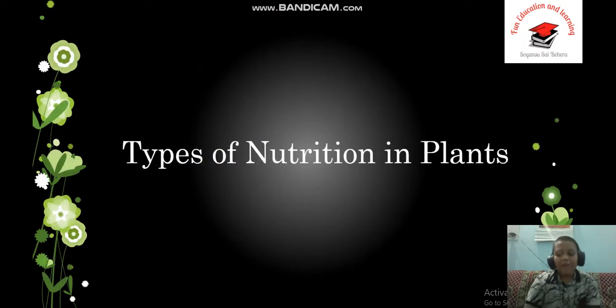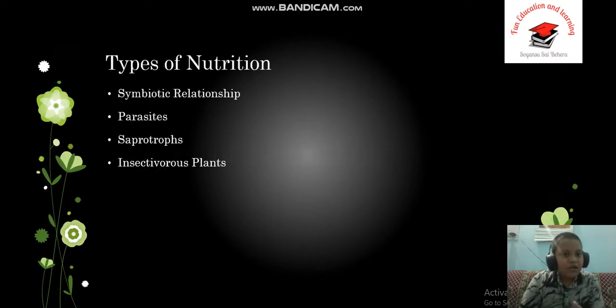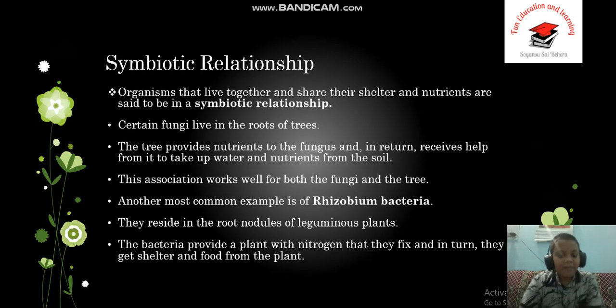Moving forward. Types of nutrition in plants: symbiotic relationship, parasites, saprophytes, insectivorous plants. Symbiotic relationship: organisms that live together and share shelter and nutrition are said to be in a symbiotic relationship. Like rhizobium bacteria, it lives in the root of leguminous plants.